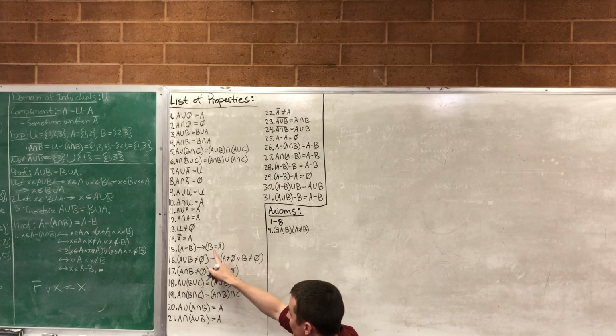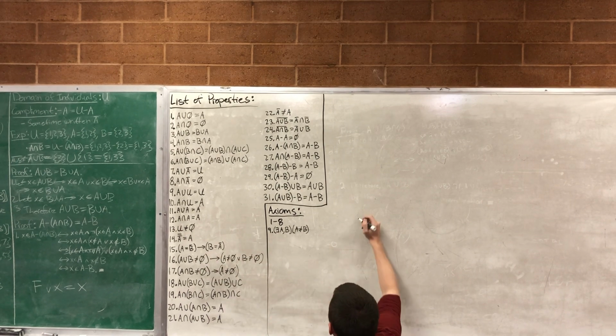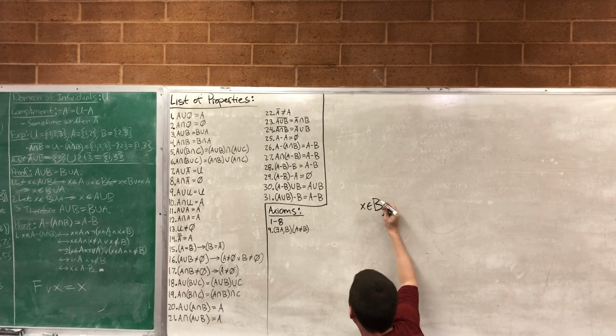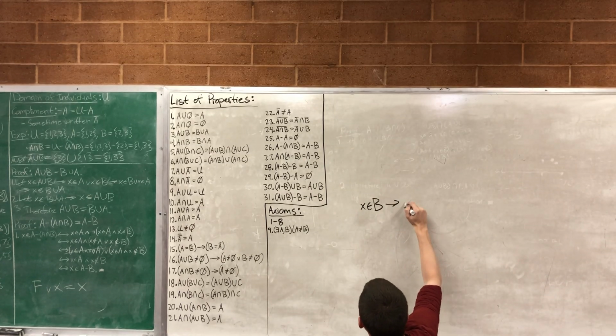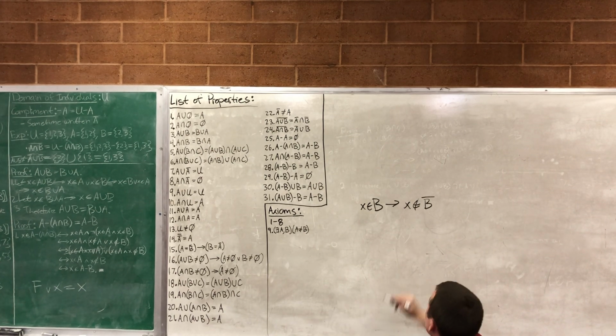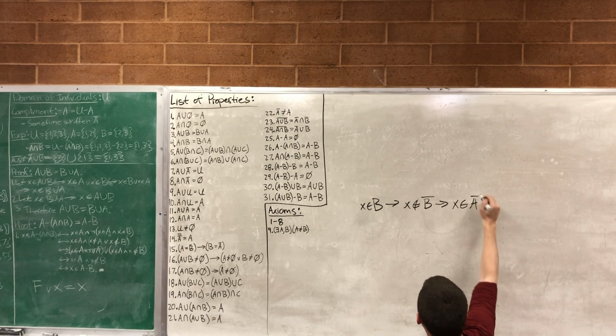How am I going to prove that B is equal to A complement? I'm going to show that everything in here is in here, and then everything in here is in here. I'll just do it one way, and I think you'll see it. So I start out with X in B. If X is in B, what does that mean? That means X is not in B complement.